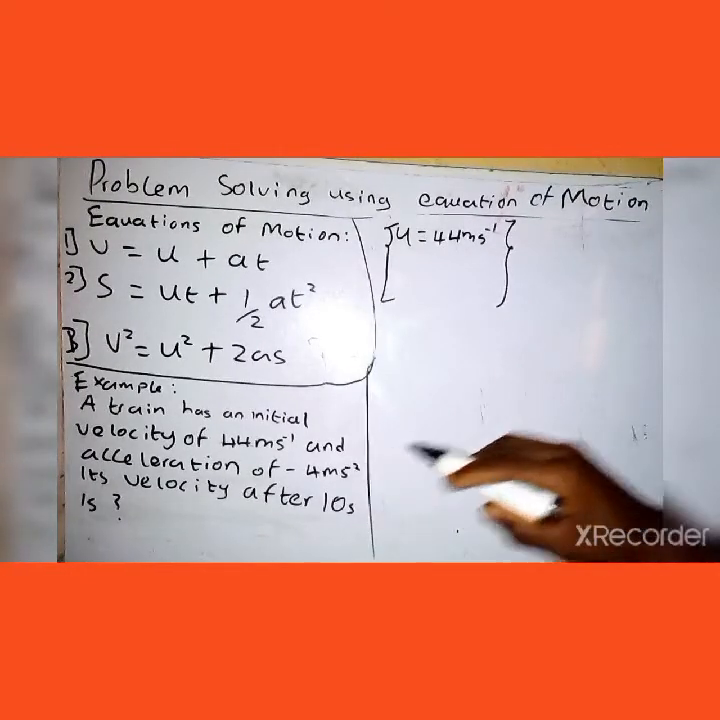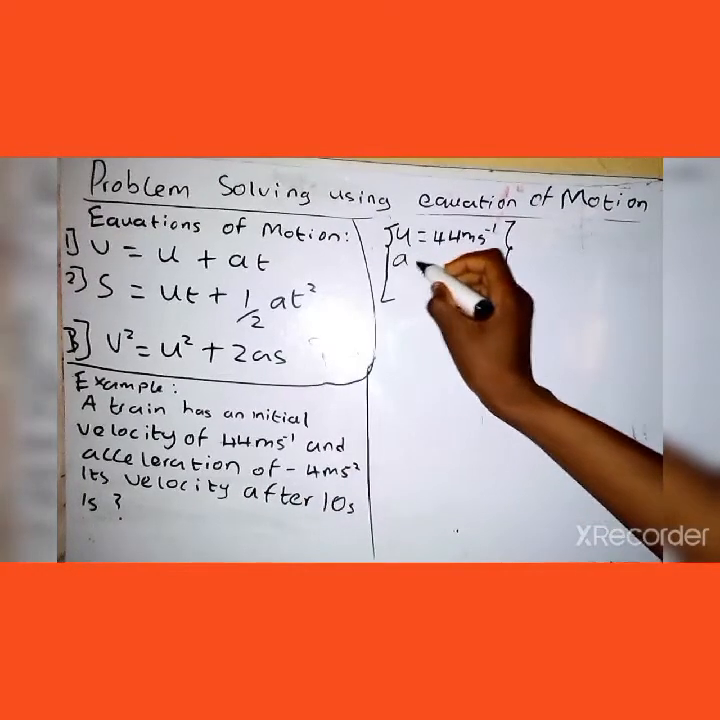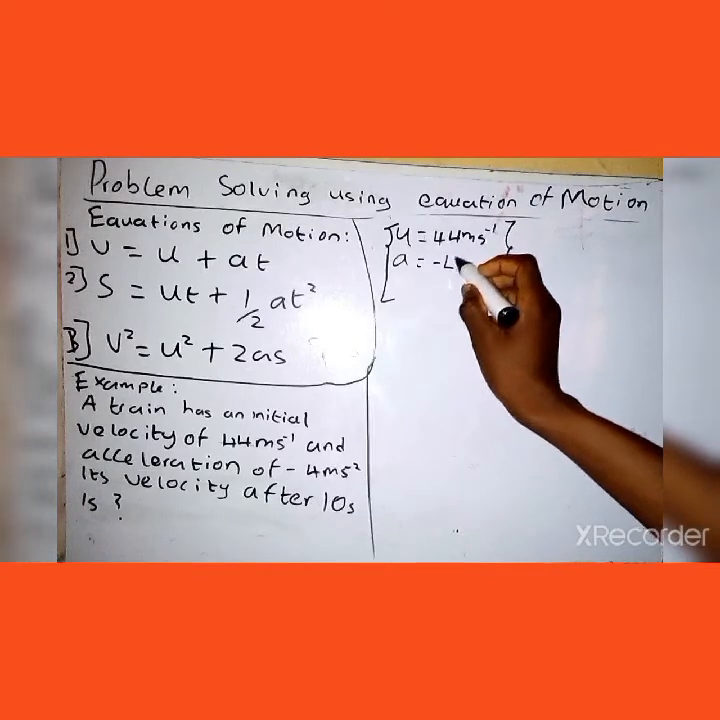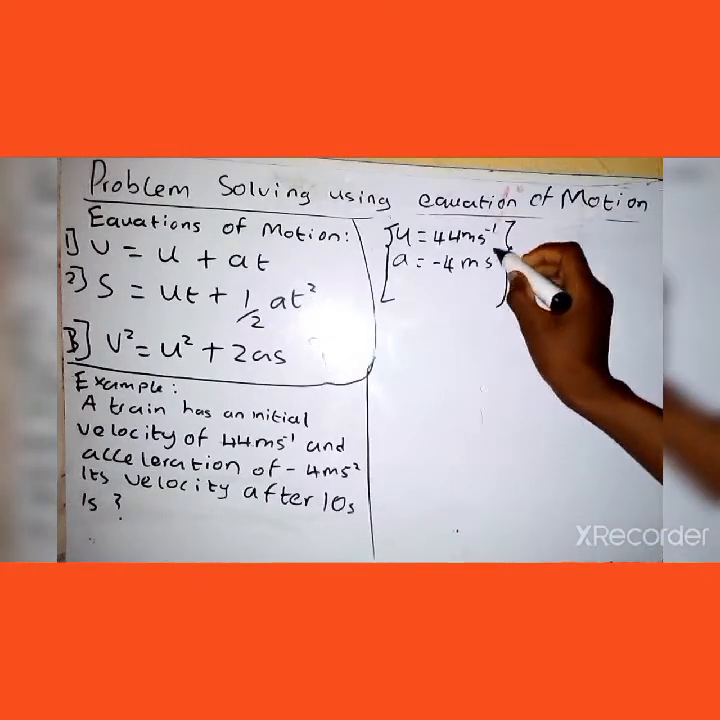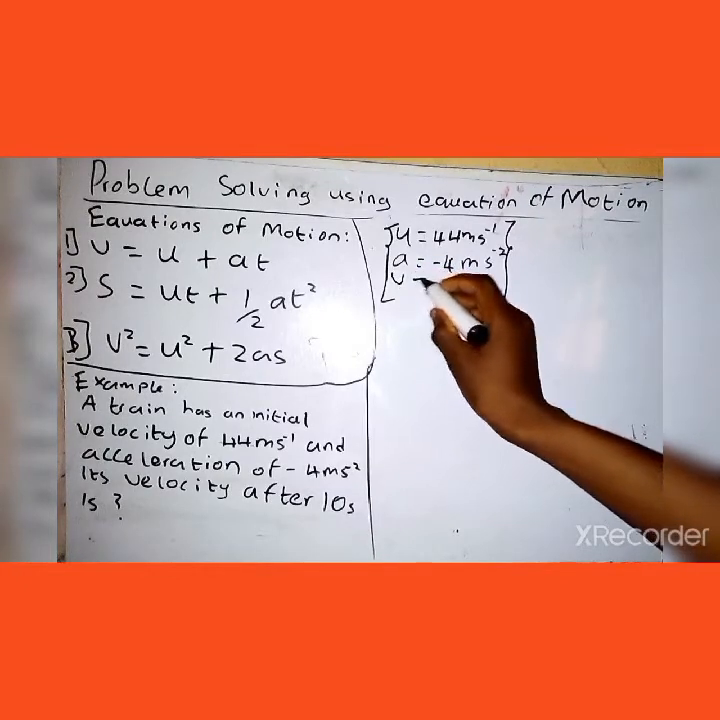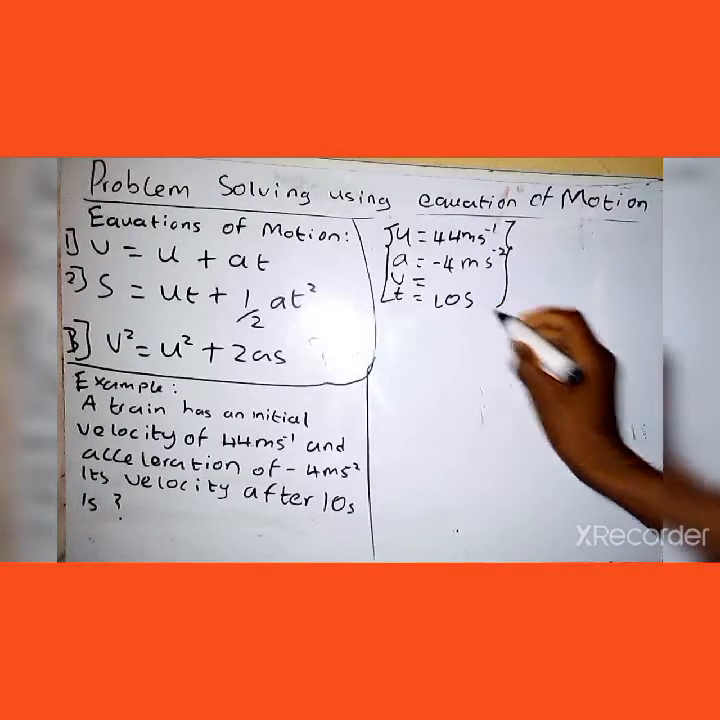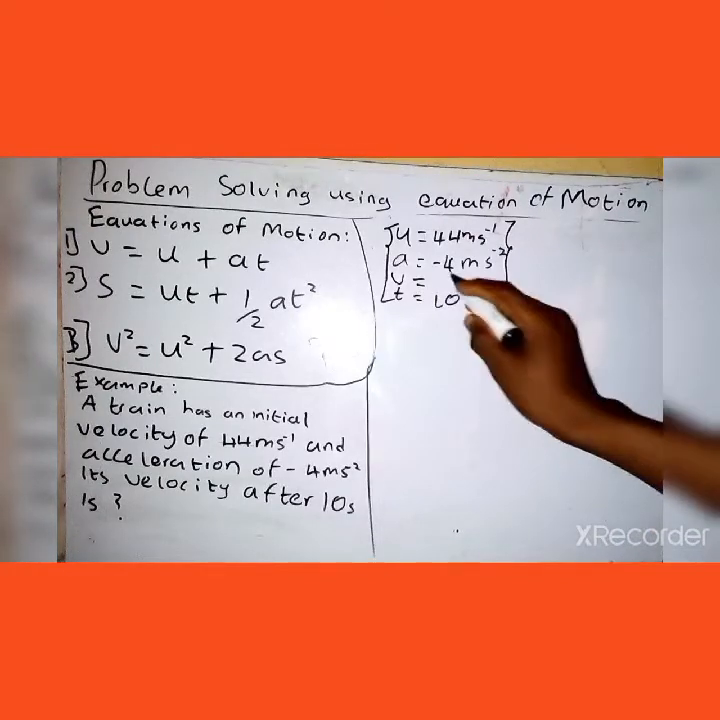So the next thing is the acceleration. This acceleration is minus 4 meters per second square. This kind of acceleration is deceleration, because it is negative acceleration. This is coming down. So its velocity after 10 seconds is, so we are asked to look for the final velocity, and given the time, 10 seconds. So the final velocity we are looking for.